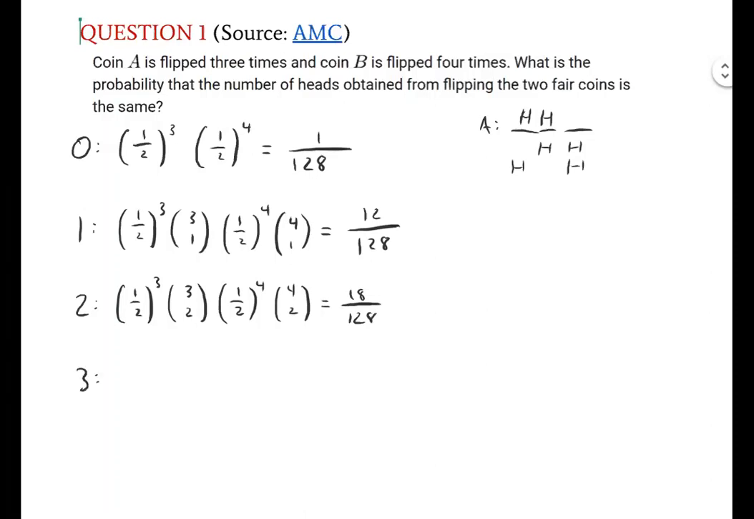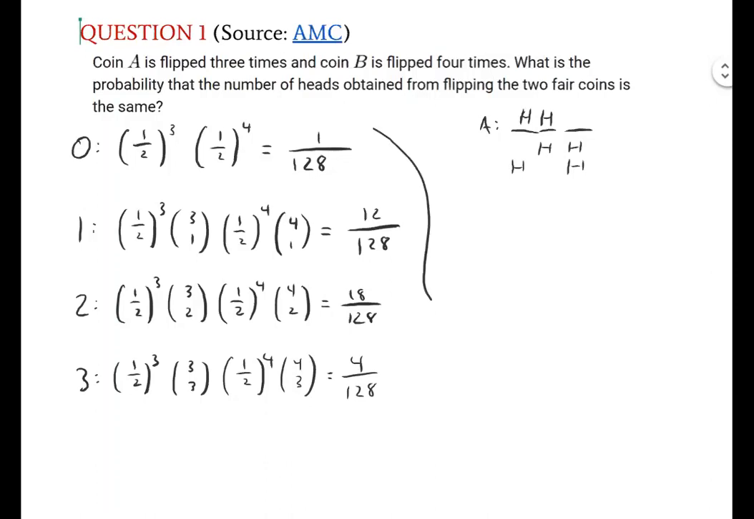And then finally 3 heads. 3 heads for A, it's 1/2 to the power of 3 times 3 choose 3, times 1/2 to the power of 4, 4 choose 3, and that's just equal to 4 over 128. And now you just add these all up to get an answer of 35 over 128.